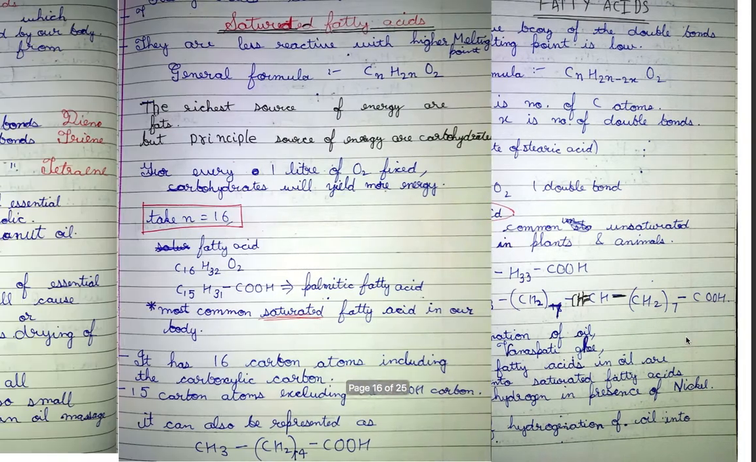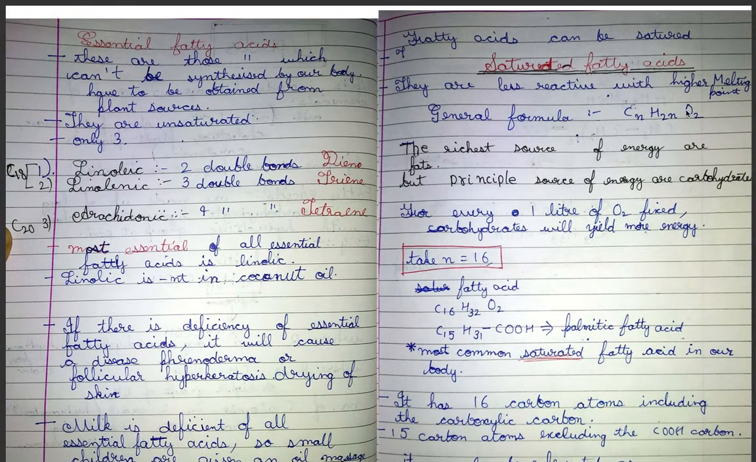Now next, fatty acids are saturated and unsaturated. Saturated are those which have higher melting points. The general formula is CnH2nO2. And the richest source of energy in our body is fats, but the principal, that is main, source of energy which is obtained is carbohydrates. Now why? Now the carbohydrate formula, we know that it is Cn(H2O)n.